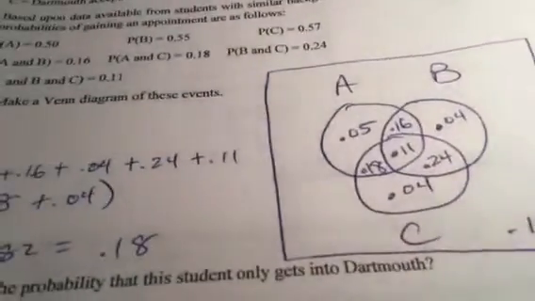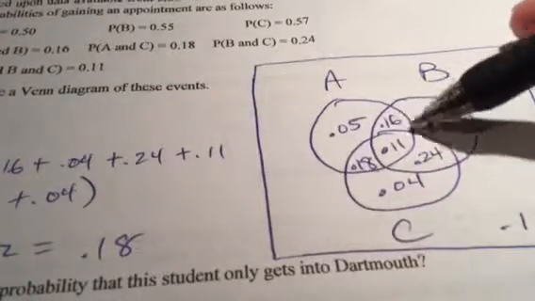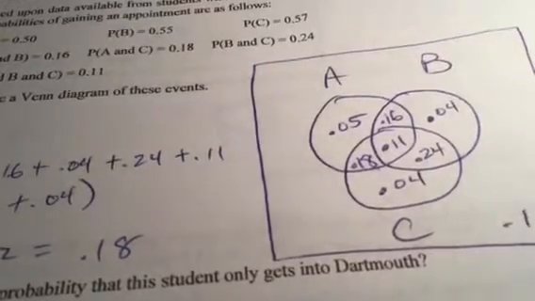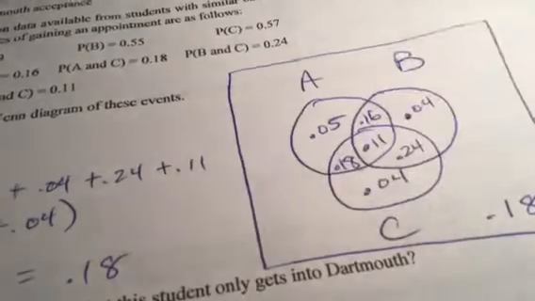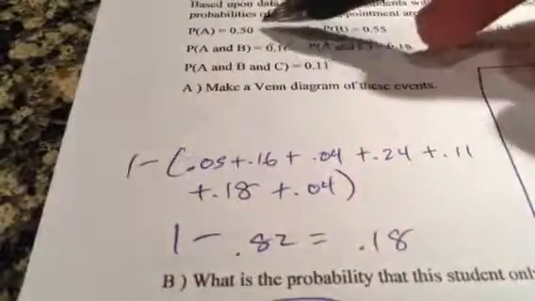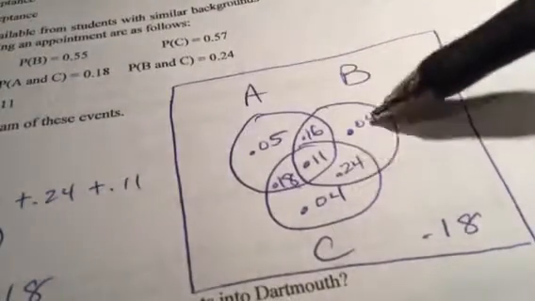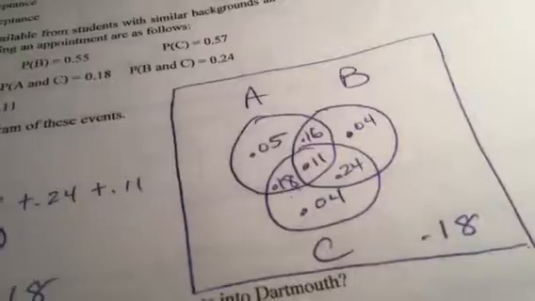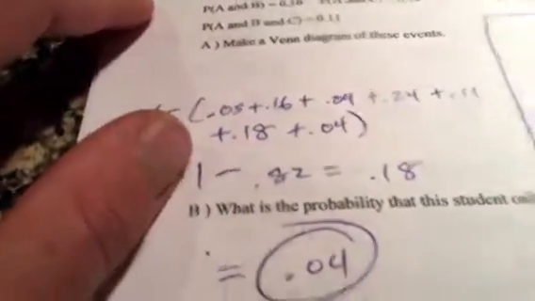Okay, the 0.11 needs to go in the middle here. 0.18 for A and C. 0.16 for A and B, and 0.24 for B and C. Then, to figure out the probability of only getting into A, you add this, 0.16, 0.11, 0.18, and subtract it from 0.50. Same thing with probability of B. Only B, take this, plus this, plus this, and subtract it from 0.55. Probability of only C, take this, plus this, subtract it from 0.57. Add them all together and subtract from 1, an 18% chance they all say no to you.